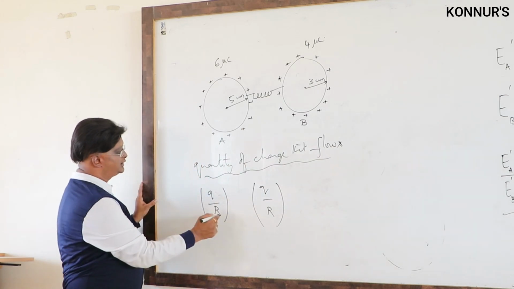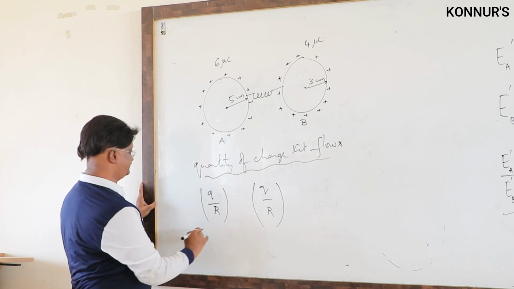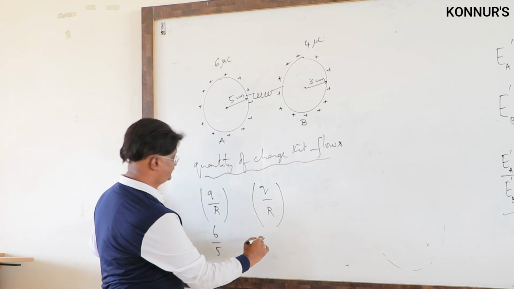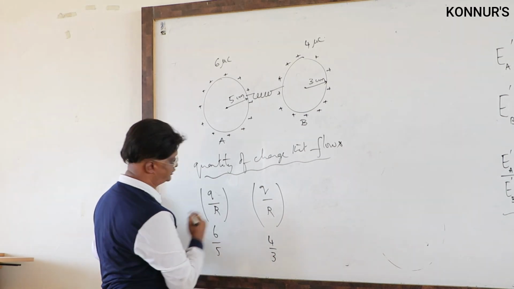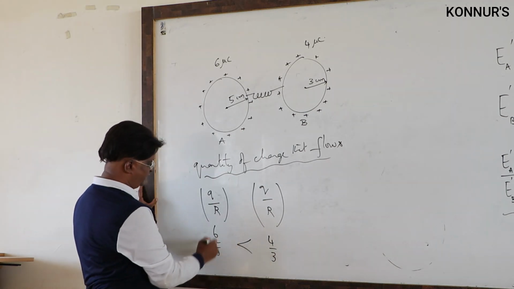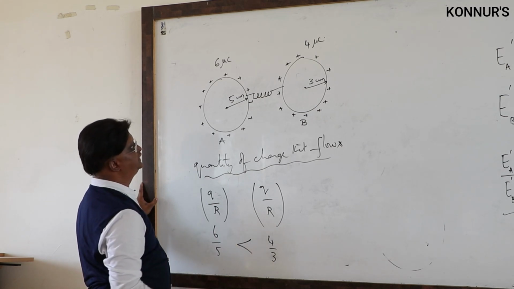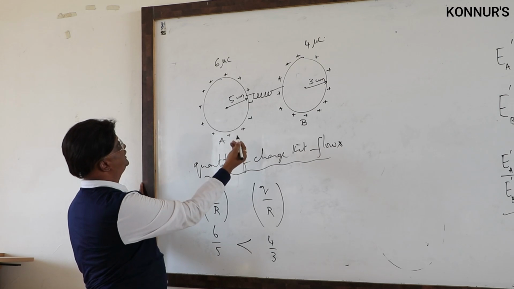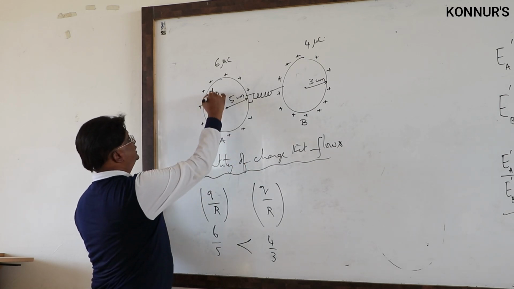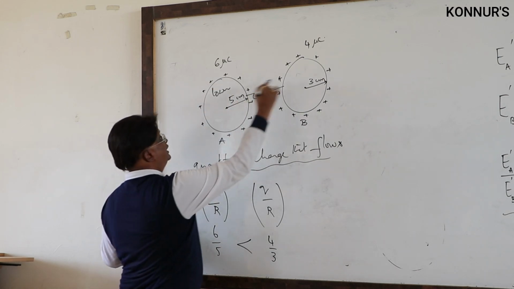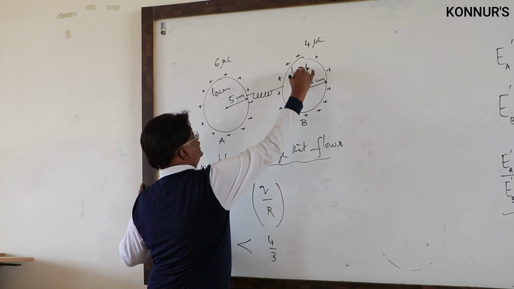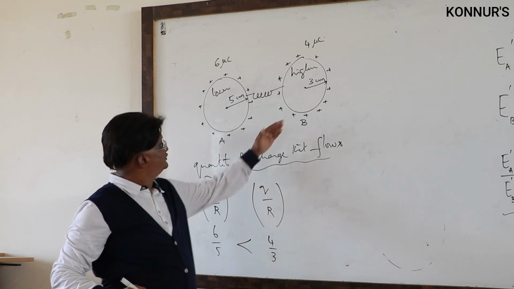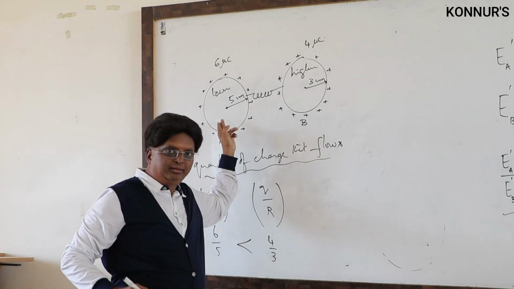So Q by R of A, you calculate, how much do you get? 6 upon 5, and here you will get 4 upon 3. Certainly 6 by 5 is less than 4 by 3. So it means that according to the given data, this one is at lower potential and this one is at higher potential. Therefore, now the charge flow is from B to A.